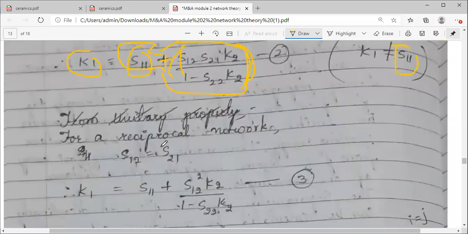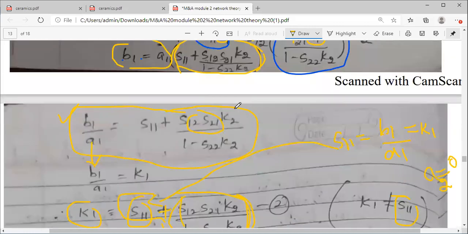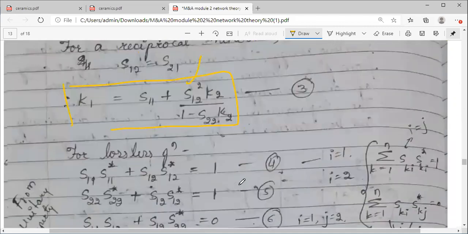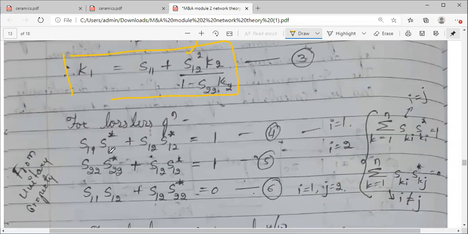As I said, if you want to reduce this further, you can. Put in the symmetric property: S12 and S21 are both equal, so it becomes a square, K2. That's what I have done here. Just now we have seen the unitary property and the zero property. Making use of those two properties, for a lossless network, I have simply expanded.